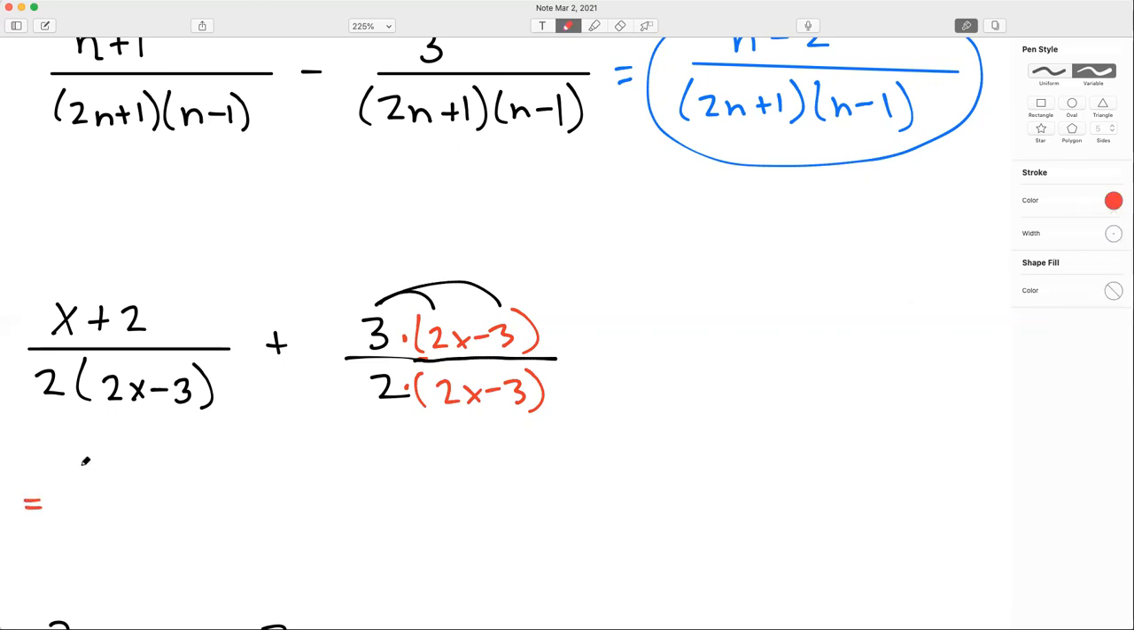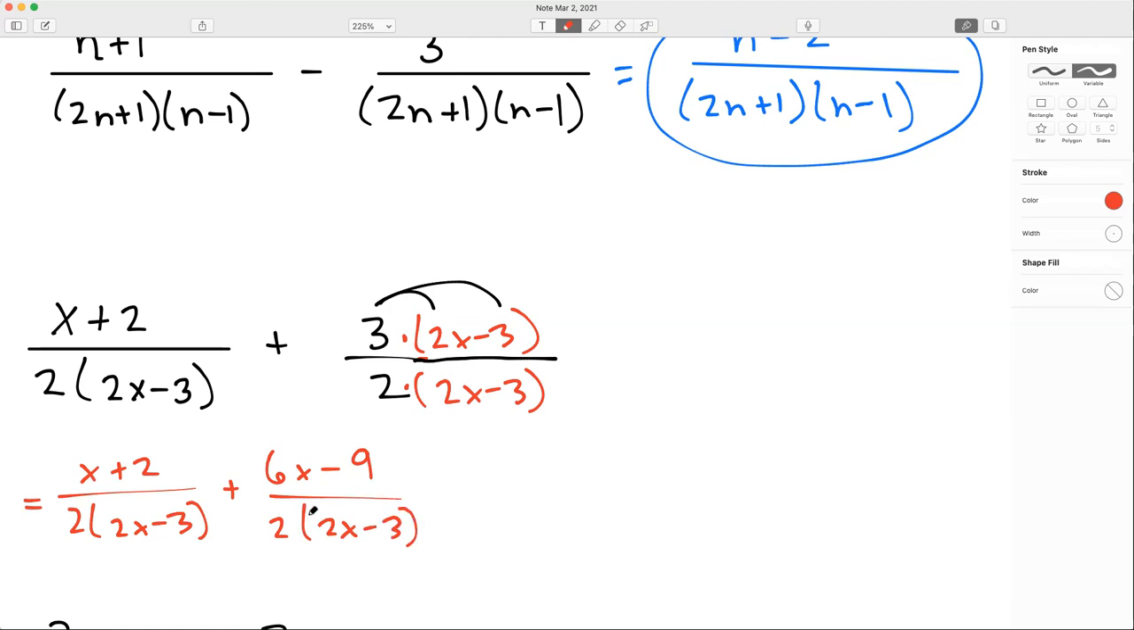Okay, so let me copy this. And plus 3 times 2x is a 6x. 3 times negative 3 is a negative 9. And then we have our common denominator of 2 times 2x minus 3. All right. Now it becomes a little easier to add. You see how now we have the common denominator. We can always change a fraction to have the same denominator as another fraction by simply multiplying both top and bottom by that same quantity. Okay, I think I've been clear about that.